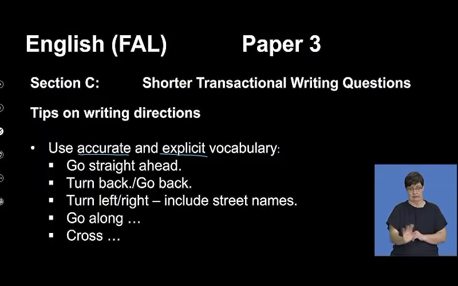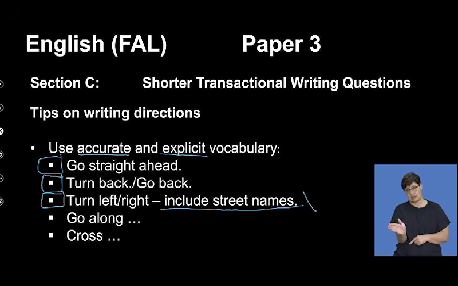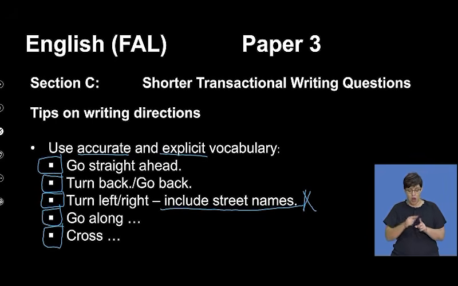Okay, so go straight ahead is a direction. Turn back. This is obviously if you go in the wrong direction or go back. Then turn left or right. Okay. Include the street names. This is something that I've said repeatedly. It's very, very important that we include the street names. And go along is also another term that we could use. And then also cross over. Remember, we've mentioned that before.